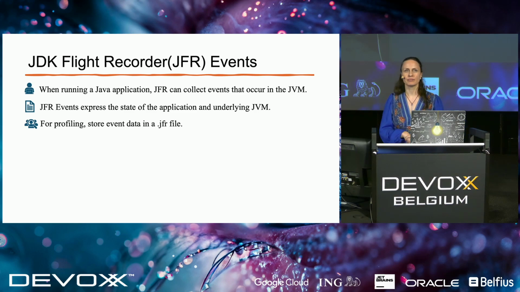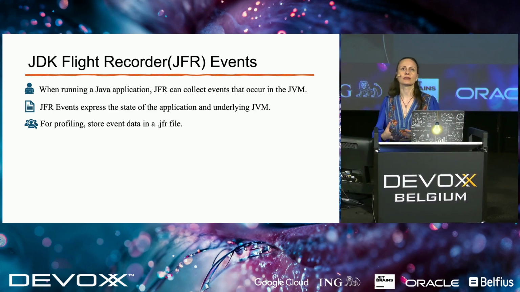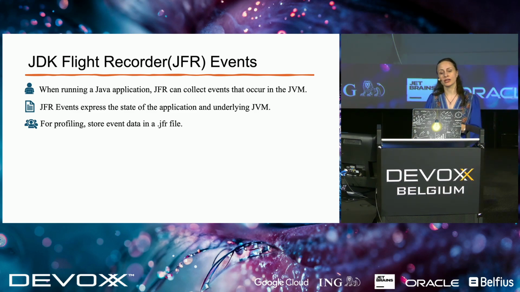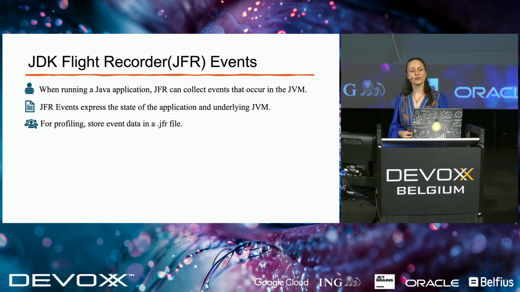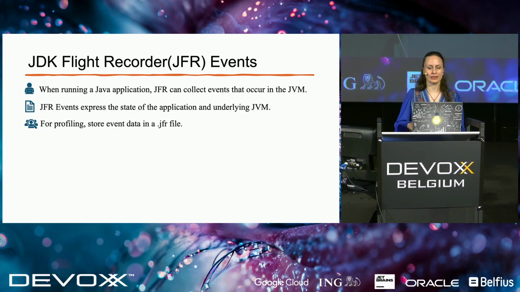Before going into the action, a bit of a recap on JDK Flight Recorder events, what they are, what they do, and so on. When running a Java application, probably many of you have profiled it and used JFR to collect events that occur in the JVM. And it's great because JFR events can help us understand what's going on, both with our application, but also the underlying JDK that it is built upon. And most importantly, for profiling, we store that data in a .jfr file. So that's what JDK Flight Recorder mainly helps us with.